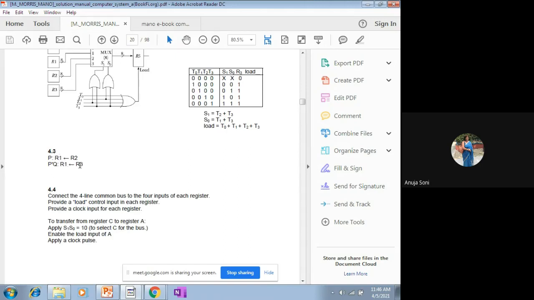So I'm giving you this as an assignment: you have to draw its block diagram as well. Draw its block diagram, and also try to draw its timing diagram and submit it to me in the form of the assignment.